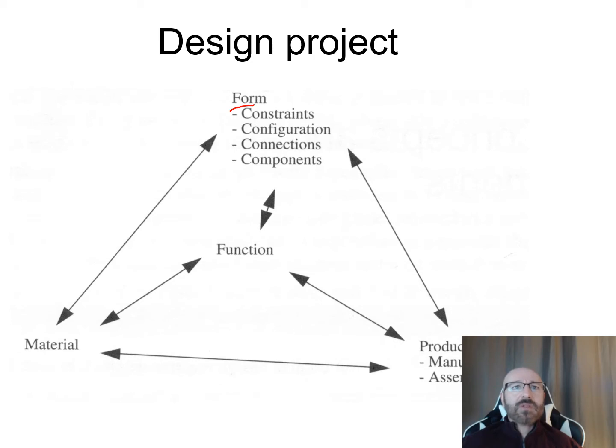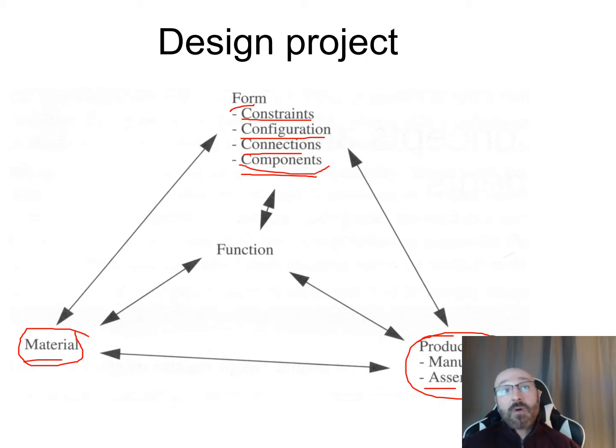We talk about the form. You've got all these different constraints, configurations, connections, all the different components and different materials you're going to select for those. Well, the materials are going to affect, over here, the production. So the production methods, your manufacturing, your assembly, all those are going to be dependent upon the materials and also going to be dependent upon what the components actually are. So these are all going to play off each other, and we have to make sure that they are all working interactively together.